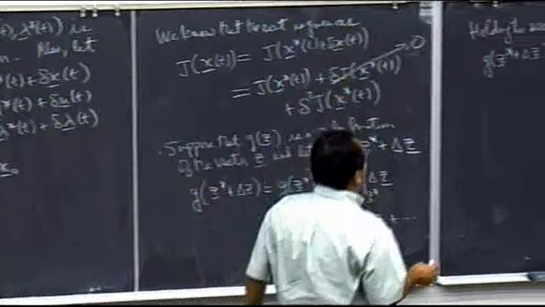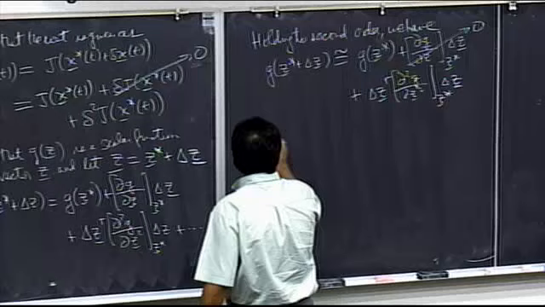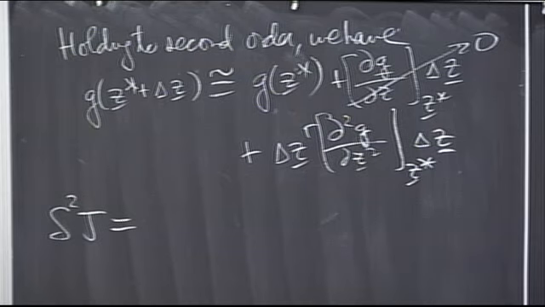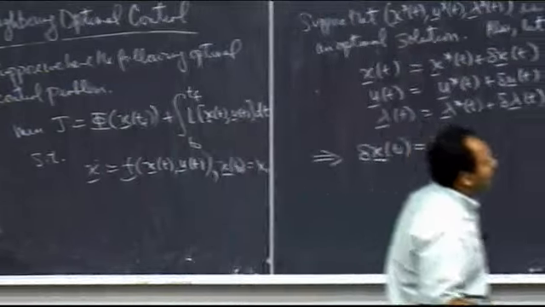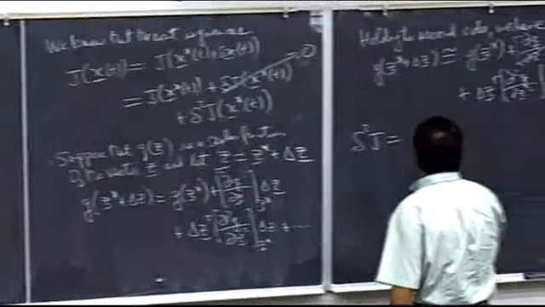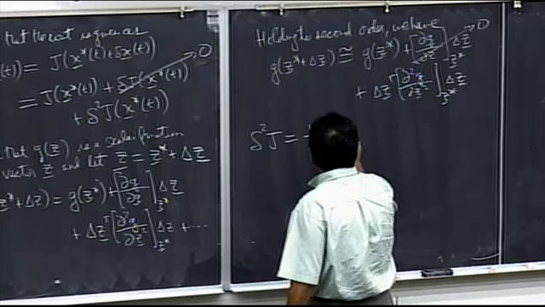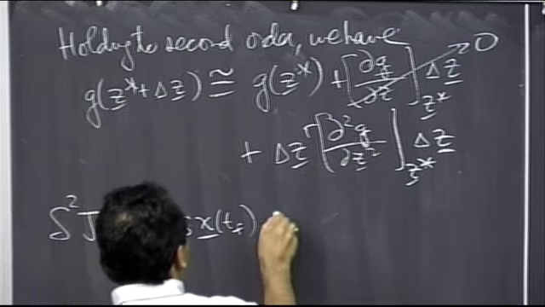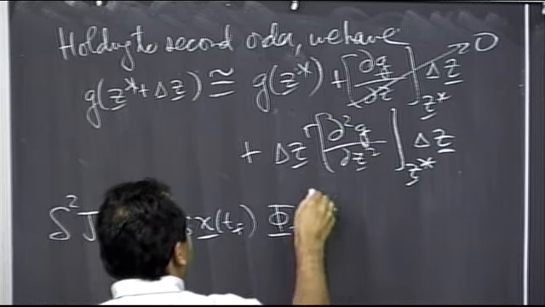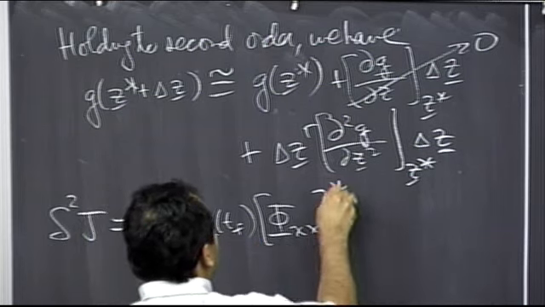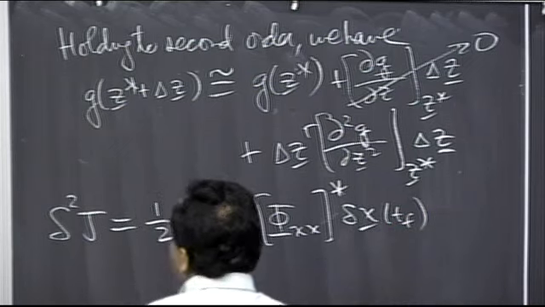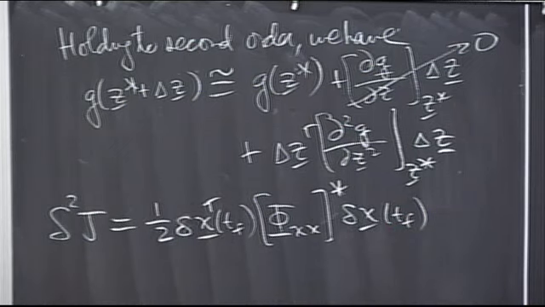So this is the second variation now in the cost functional. We have to now hold to the second derivatives of all of these quantities here. If I take the second derivative of that first quantity, I'm going to get a 1/2 delta x at TF transpose times phi xx evaluated on the optimal solution times delta x at TF. That holds the terms to second order in this.